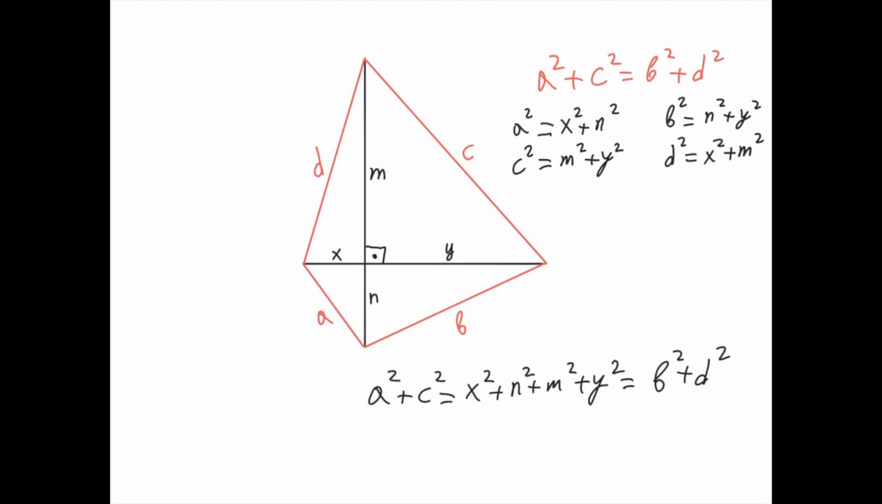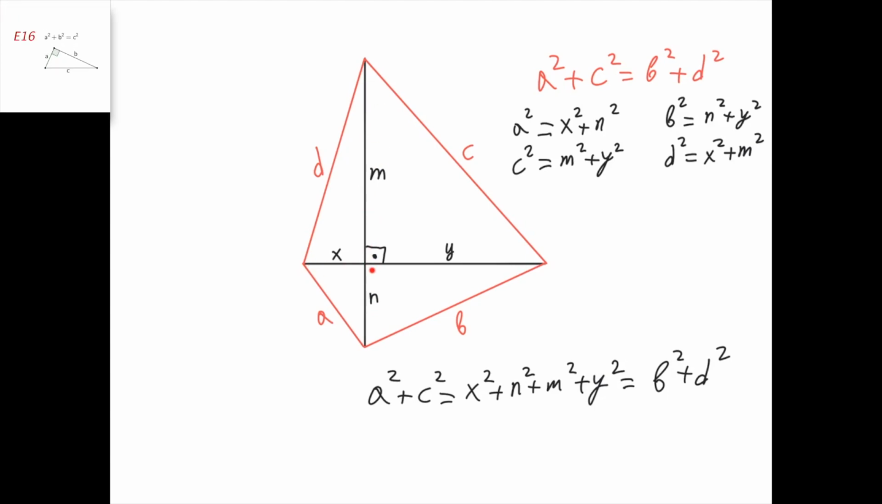Here's how we can prove that this equality holds, given that we know that the two segments are perpendicular to one another. We can label this segment as x, this one as y, this one as n, and this one as m. And then we can use the Pythagorean theorem for the four right-angled triangles that we have in the picture. The Pythagorean theorem for this triangle gives us that a squared equals x squared plus n squared, which is given here. The Pythagorean theorem for this triangle gives us that c squared equals m squared plus y squared, which is given here. Similarly, we know that b squared equals n squared plus y squared, and d squared equals x squared plus m squared, which are given here.